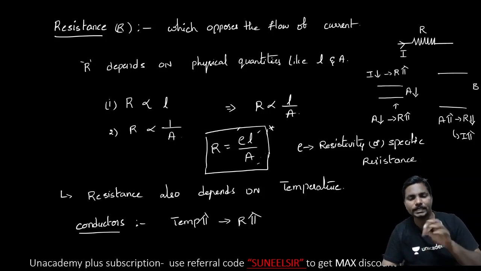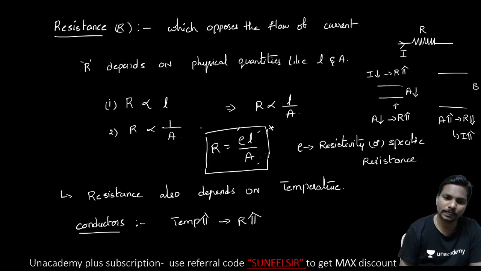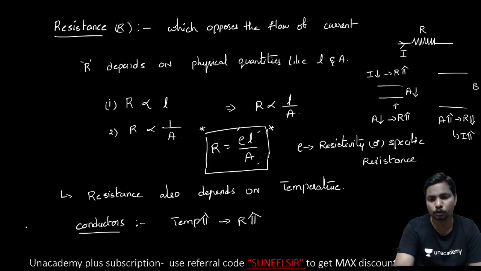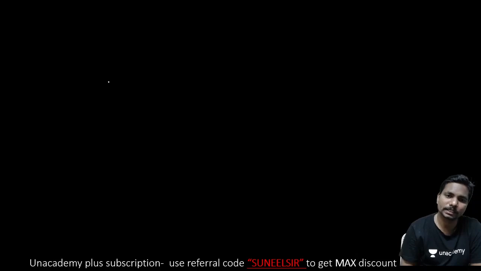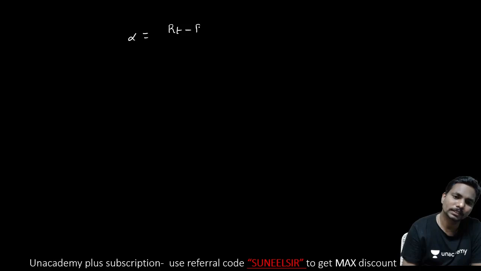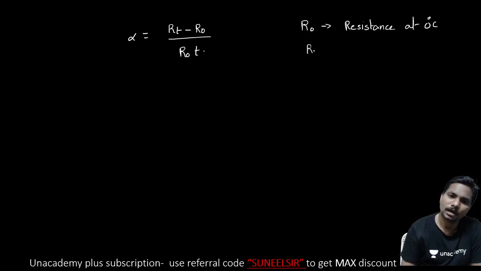Let us understand this. Up to now, all of you clear? R is proportional to L by A and R is equal to rho L by A. It also depends upon the temperature. So here we have the temperature coefficient, alpha. Alpha is equal to RT minus R naught by R naught into T. R naught is the resistance at 0 degree centigrade. RT is the resistance at T degree centigrade.